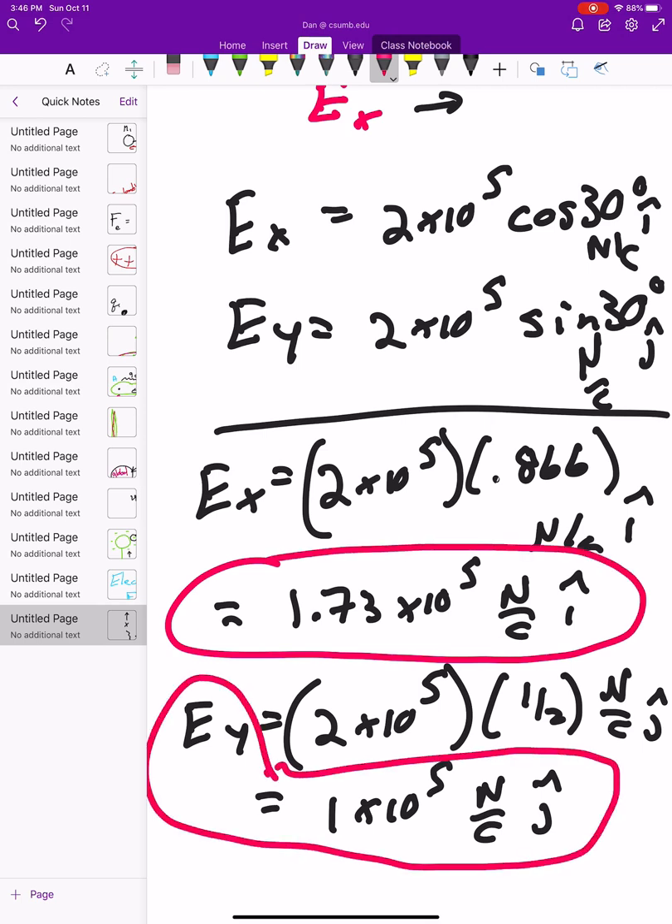And that's the problem completed. So hopefully you see how you can calculate the electric field at any point in space from a single point charge whose value you know. You can figure out at any point what the strength of the electric field will be and what its direction will be, as caused by that single point charge.